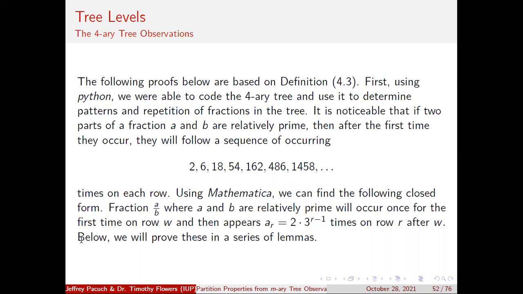I used a little bit of Mathematica to help me generate a closed form for this, and it can. Mathematica returned for me that the fraction a over b will occur on some row R, where it'll occur 2 times 3 to the R minus 1 times on that row after W, where I define W as the row it comes for the first time, where it will appear exactly once. So we can go ahead and prove these in a series of lemmas.